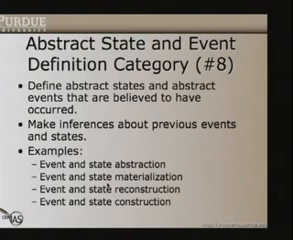And the final category of this is basically then, given these capabilities, given we know what states and events can occur and exist, to actually define which ones did exist and occur. So basically this is making inferences about the abstract events and states. And there are many techniques of doing this. The 4 listed here are basically event and state abstraction, materialization, and then the usual reconstruction and construction.